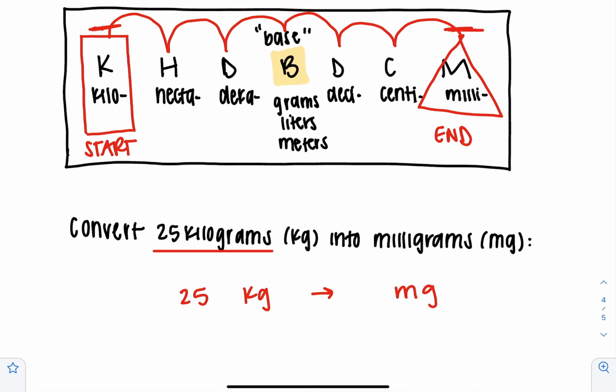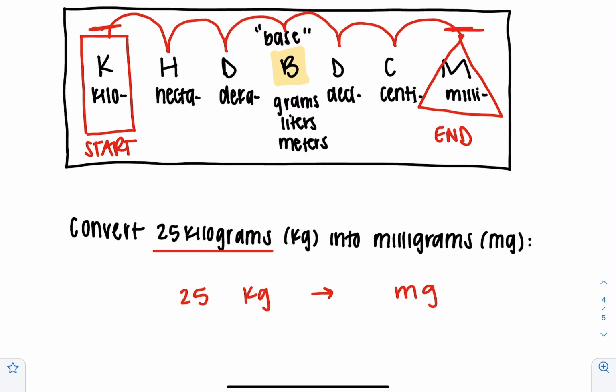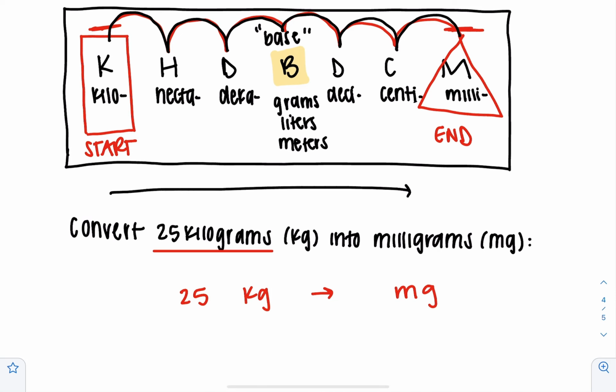Now, if you look at my little jumps, notice how many times I had to jump to a different unit. I'm going to go over it in another color so that you can see this more clearly. We started at kilo and we went 1, 2, 3, 4, 5, and 6. So notice we moved to the right 6 places. Now I want you to remember that.